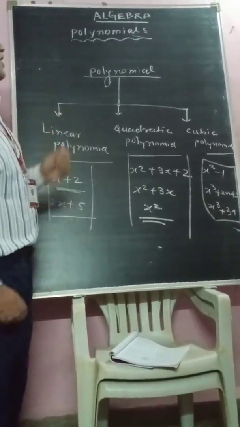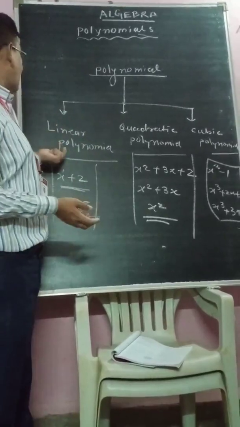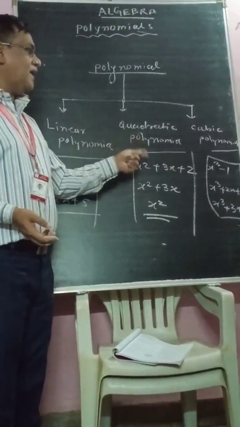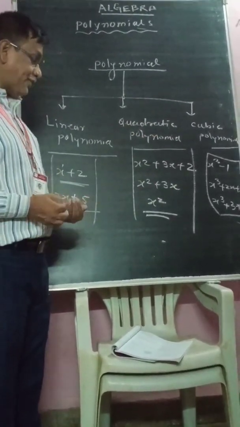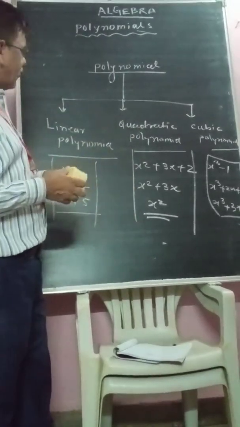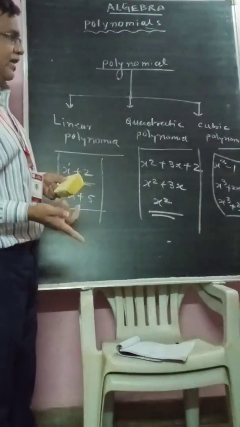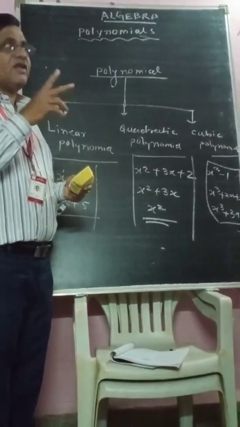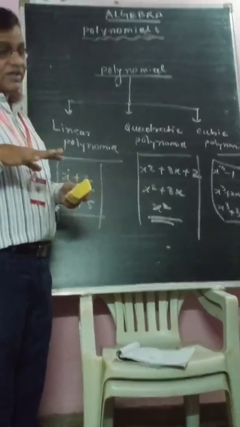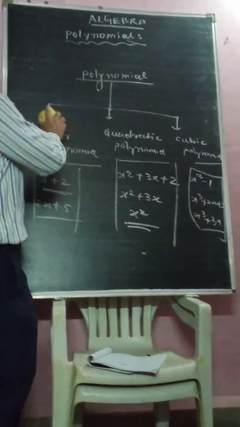In this way, you can differentiate the given polynomial into 3 types: linear polynomial, quadratic polynomial, cubic polynomial. And according to the terms, you already differentiate the given polynomial into 3: monomial, binomial and trinomial. That differentiation is according to the terms, and this differentiation is according to the power, or degree.